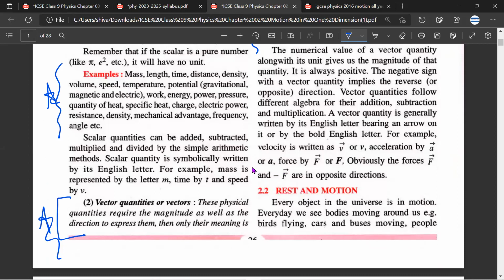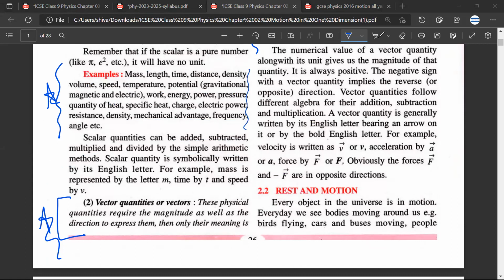So that is what they are saying, that scalar quantities can be added, subtracted, multiplied by simple arithmetic methods. So any of these quantities: mass, length, time, distance, density, volume, speed, temperature, potential, work, energy, power, pressure, quantity of heat, specific heat. A few of the quantities you won't understand, but down the line you'll begin to understand. So the point is you should be very clear that when you are dealing with quantities like these, you can do simple arithmetic addition and subtraction.